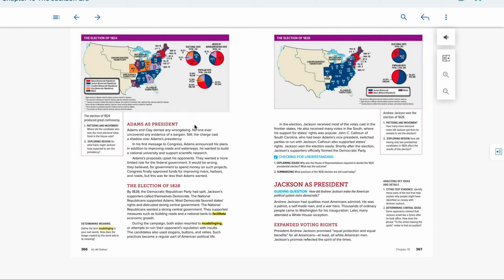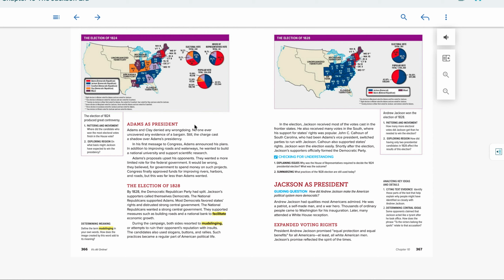Adams' proposals upset his opponents. They wanted a more limited role for the federal government. It would be wrong, they believed, for government to spend money on such projects. Congress finally approved funds for improving rivers, harbors, and roads, but this was far less than Adams wanted.